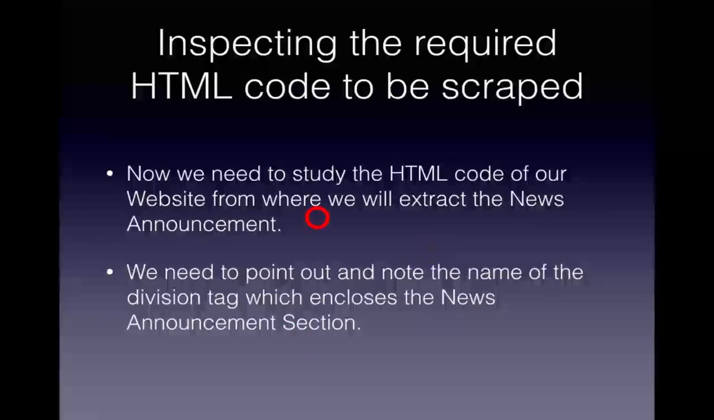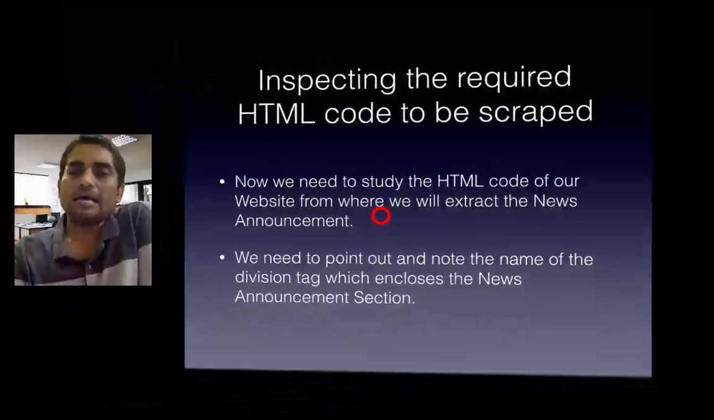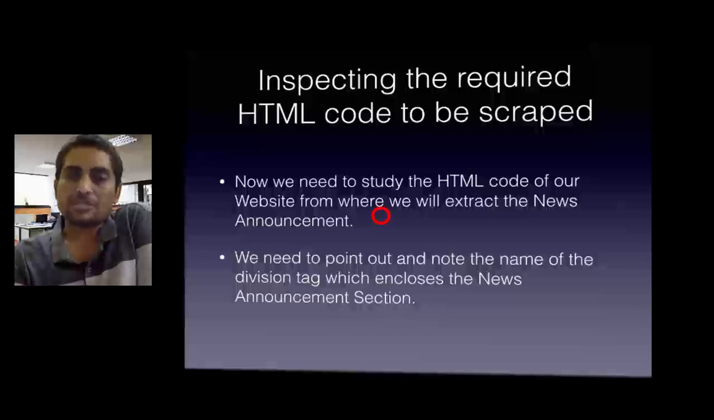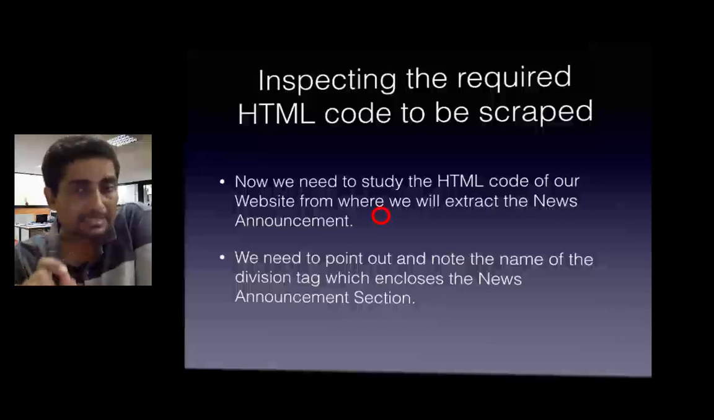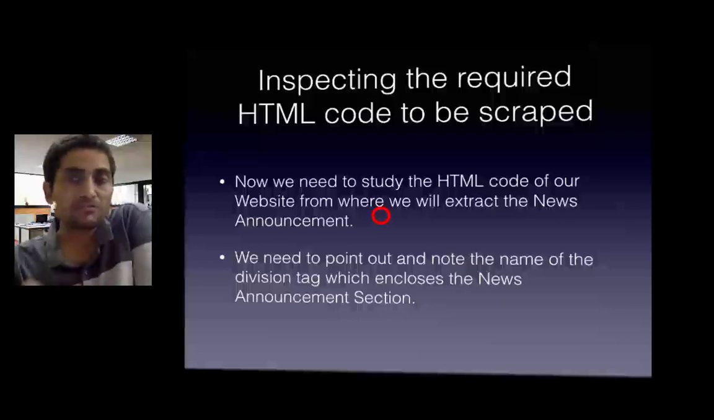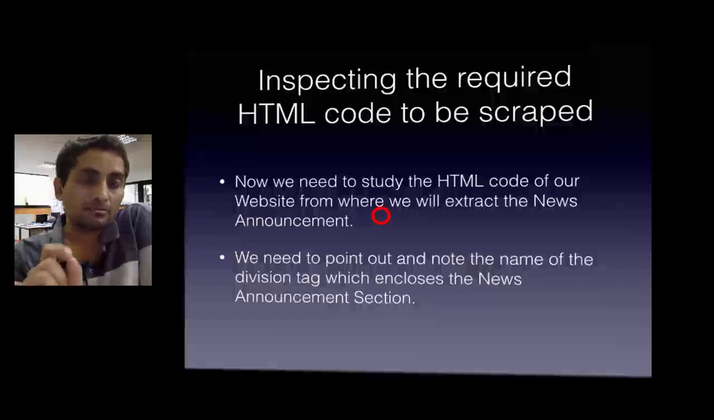So now you have to study the HTML code very methodically, that is, which portion of the HTML code you want to take out and want your program to fetch from that HTML page. We need to note the important HTML tags which will be used by our program to extract the text from those particular tags.